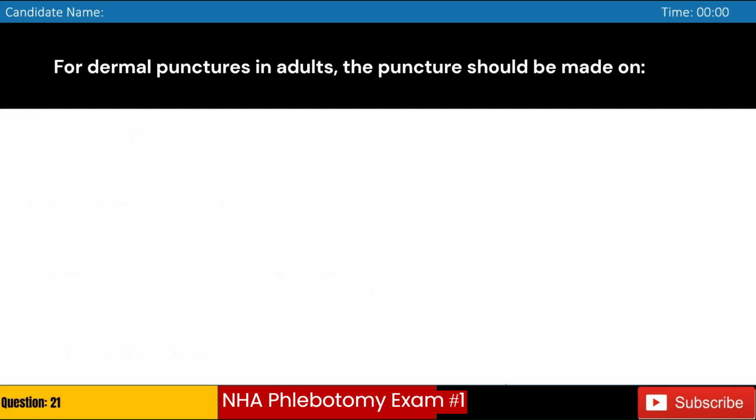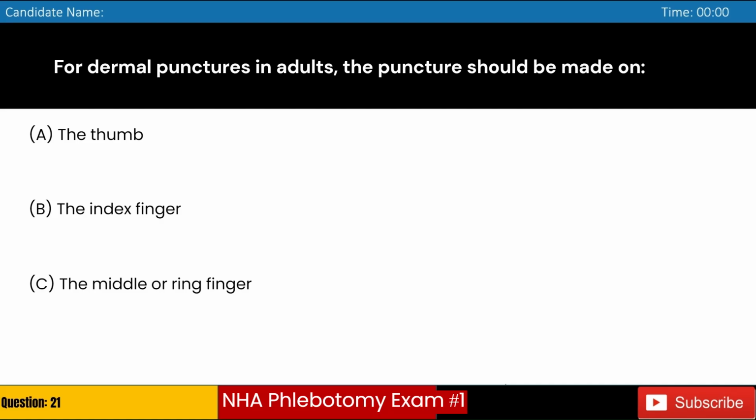For dermal punctures in adults, the puncture should be made on: A. The thumb. B. The index finger. C. The middle or ring finger. D. The pinky finger. Answer C. The middle or ring finger of the non-dominant hand is recommended for dermal punctures in adults.